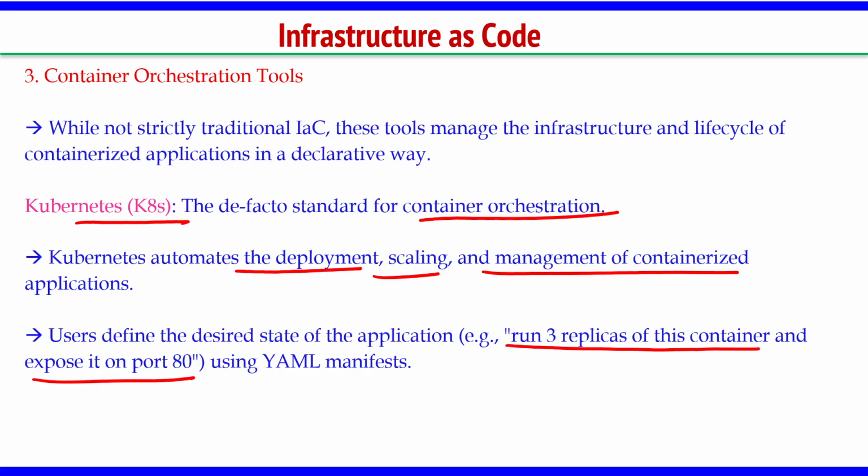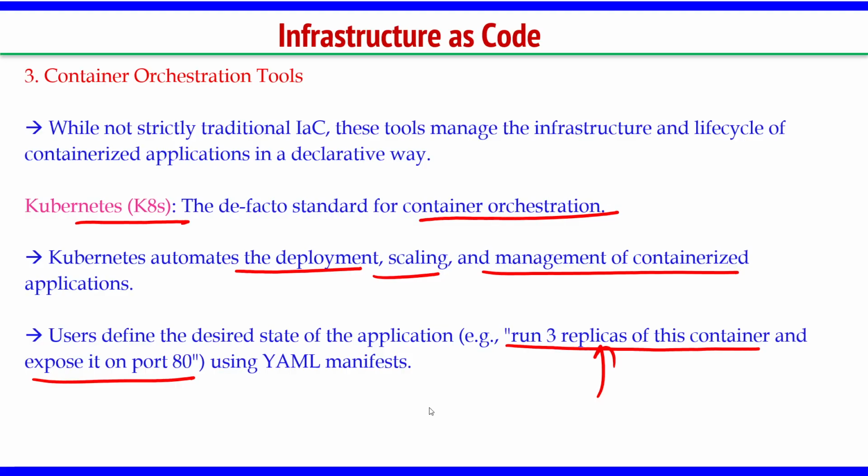Because Kubernetes is a declarative tool, a user can give this kind of command. He can write this kind of instruction in the YAML file or in the script. See the example, run 3 replicas. I want to create 3 instances of this container and expose that container on port number 80. So these are a few important tools that we have.